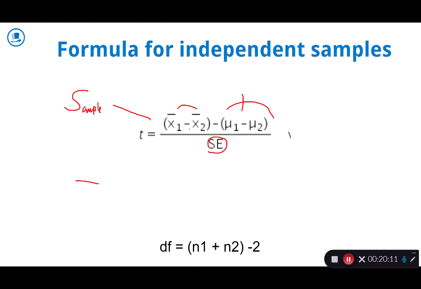We look at the observed difference between the sample means and compare that, that's the minus sign, to the expected difference between the population means. Now, according to the null hypothesis, this difference right here, mu1 minus mu2, is going to be 0. So this part effectively drops out, and we can use this as our formula for the independent samples t. We look at the difference between the sample means and divide it by the standard error.